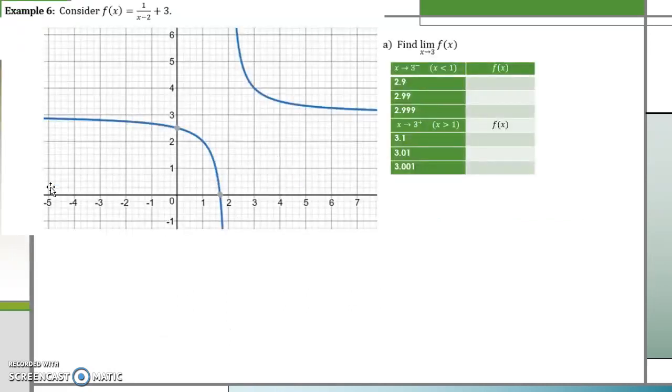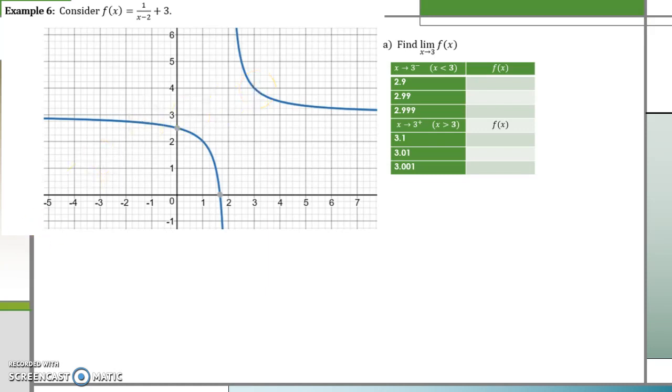Let's consider this example, 1 over x minus 2 plus 3. Let's find the limit as x is approaching 3. So we want to find the limit as x is approaching 3 from the left and from the right. Okay, we're looking for values that are slightly less than 3 and slightly greater than 3. We may predict already that as x is approaching 3, we're probably going to be pretty close to 4.